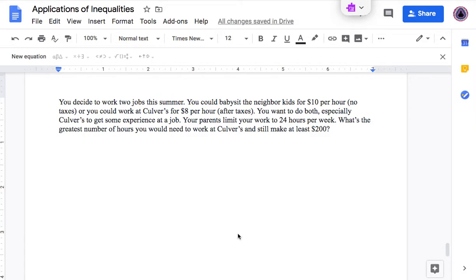Let's take a look at how you can apply inequalities to solving word problems. So let's take a look at this problem. You decide you want to work two different jobs this summer.